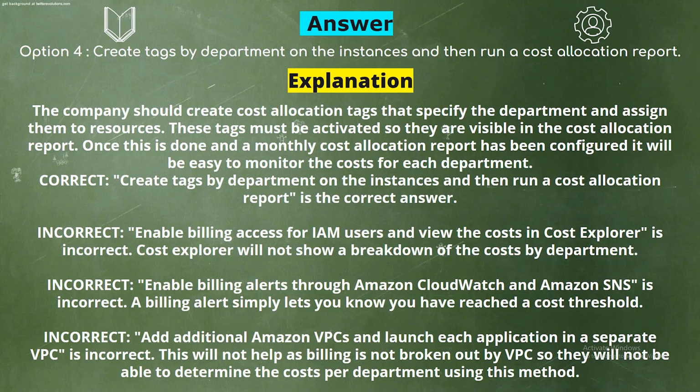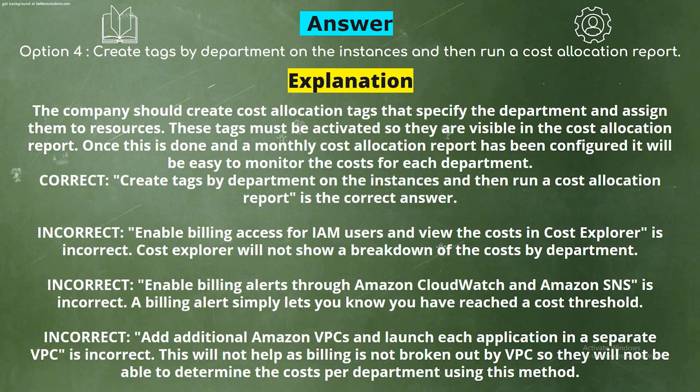Once this is done and a monthly cost allocation report has been configured, it will be easy to monitor the costs for each department. Correct. Create tags by department on the instances and then run a cost allocation report is the correct answer. Incorrect. Enable billing access for IAM users and view the costs in Cost Explorer is incorrect. Cost Explorer will not show a breakdown of the costs by department.